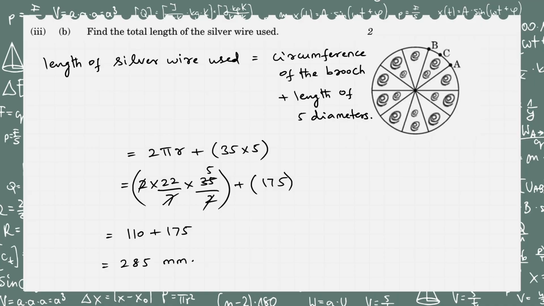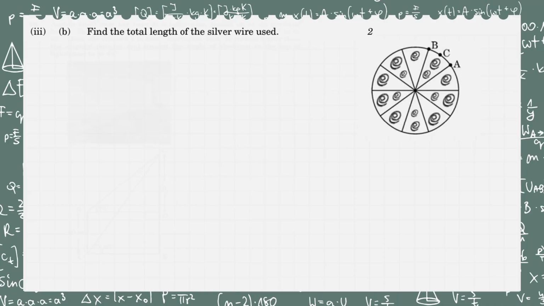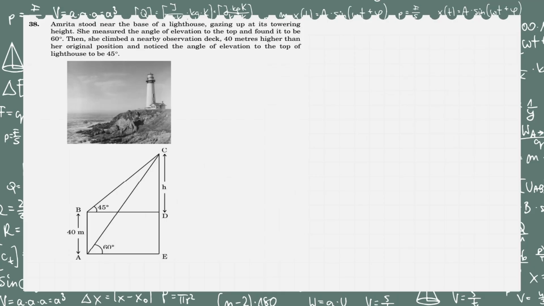So that's the end of the second case study. Now let us move on to the third case study. Amrita stood near the base of a lighthouse, gazing up at its towering height. She measured the angle of elevation to the top and found it to be 60 degrees. Then she climbed a nearby observation deck, 40 meters higher than her original position, and noticed the angle of elevation to the top of the lighthouse to be 45 degrees.